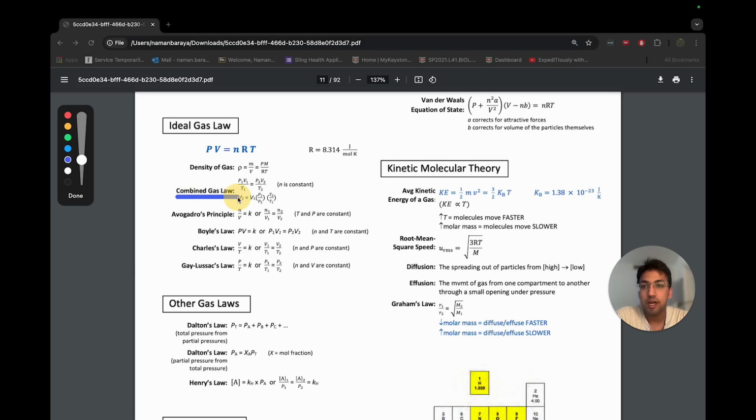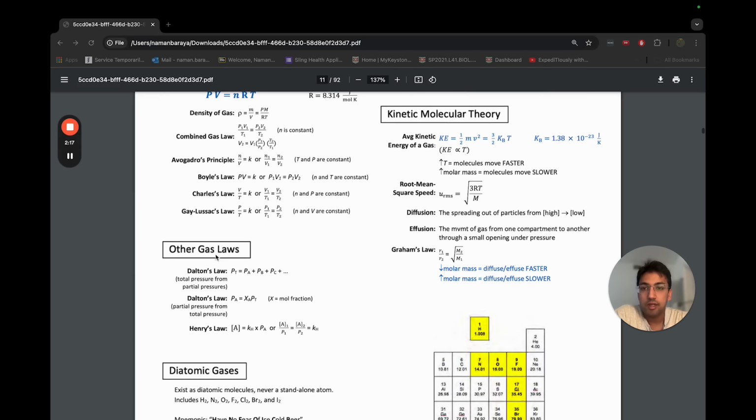This is the combined gas law. This is kind of the one that combines all three of these laws. And this law is that P1V1 over T1 equals P2V2 over T2. Basically what you're doing is taking the ideal gas equation and knowing that n is constant, so you're able to derive this combined gas law. Boyle, Charles, and Gay-Lussac were the people who figured out the relationship between P, V, and T. And once they figured that out, you can combine those laws into the combined gas law.